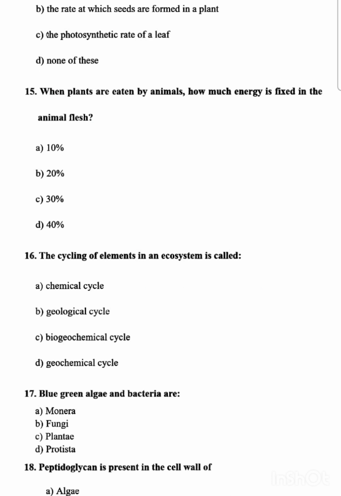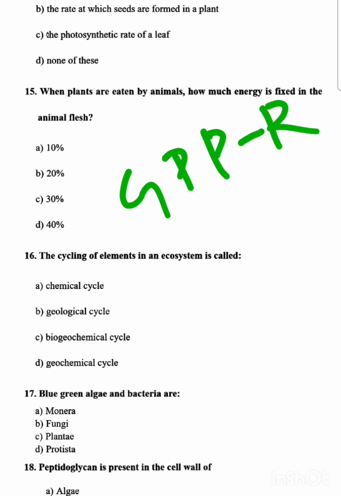Then gross primary productivity. Gross primary productivity refers to the rate at which organic molecules are formed in the plant. And what is net primary productivity? From gross primary productivity, some energy is lost in the process of respiration. So, gross primary productivity minus the energy lost during respiration is called NPP. The remaining energy after the respiration is called the net primary productivity.